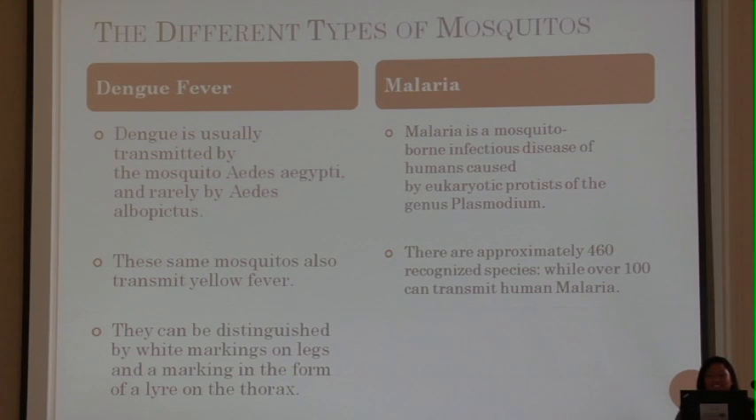The different types of mosquitoes. Dengue fever is usually transmitted by the mosquito Aedes aegypti, and these mosquitoes are also able to transmit yellow fever. They can be distinguished by white markings on their legs and on their thorax. Malaria is a mosquito-borne infectious disease of humans, caused by parasites of the genus Plasmodium. There are approximately 460 recognized species, while over 100 can transmit human malaria.